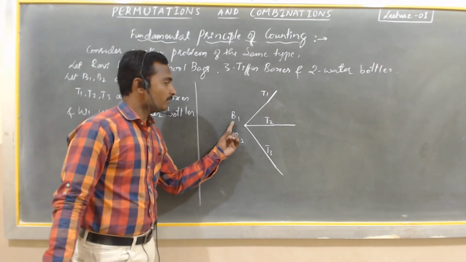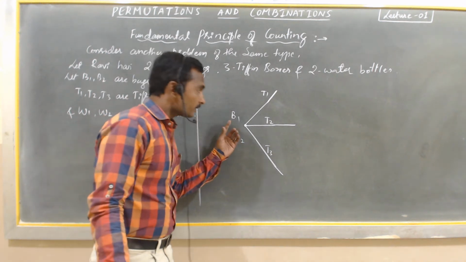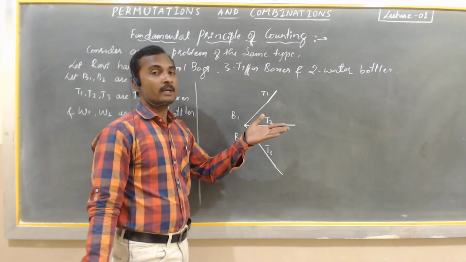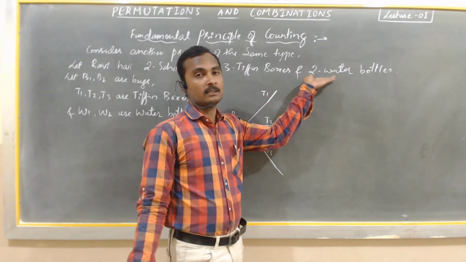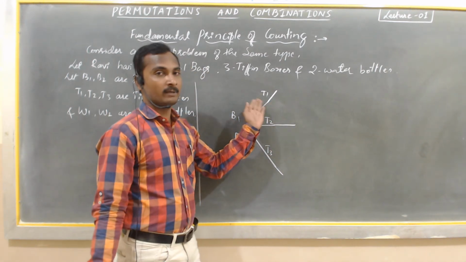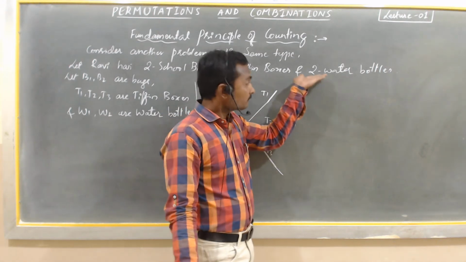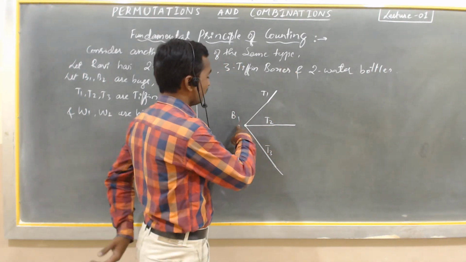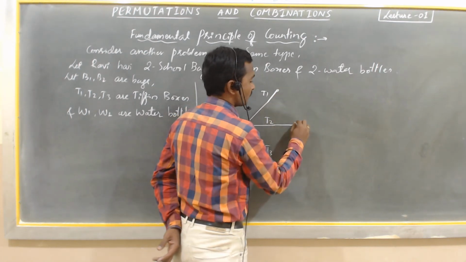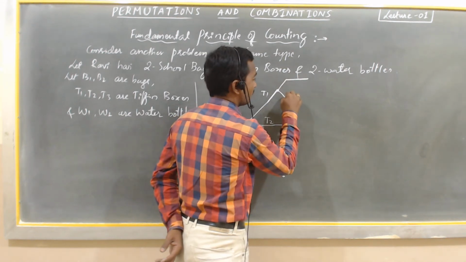If bag 1 is paired with the first tiffin box T1, then we think there are two more water bottles. After making a pair of B1 with T1, the first bag with the first tiffin box, we will think over these two bottles. The B1 T1 has to be picked again with two combinations. Out of the two bottles, he has to select one.